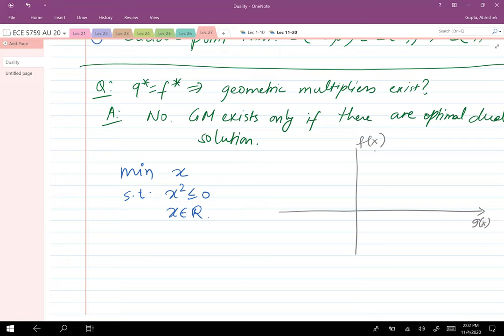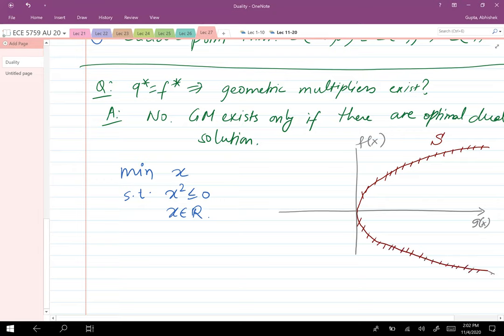Okay, so this looks like a parabola. And by inspection, you can see that the only hyperplane... this line is the set S. This is the set S, just this particular line. And this thing goes all the way to minus infinity, and this thing goes all the way to plus infinity.